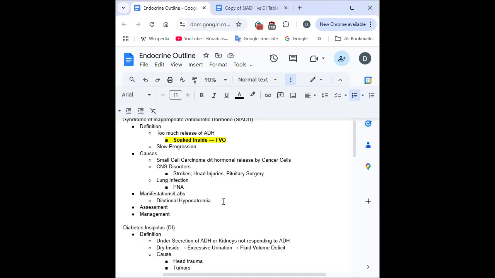Okay. Anything else that you'll see in terms of labs? Yeah, so low sodium, low osmolarity, osmolality. They're pretty similar, honestly, the difference between the two.